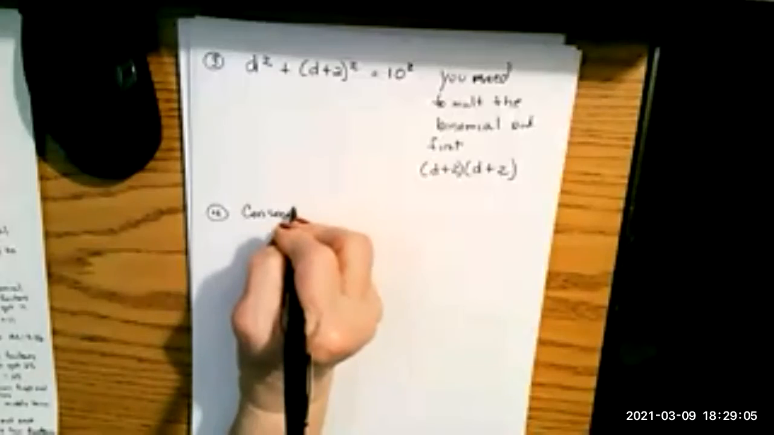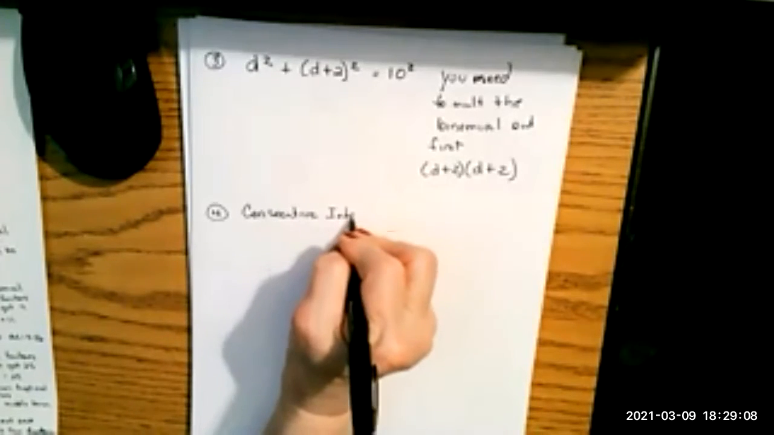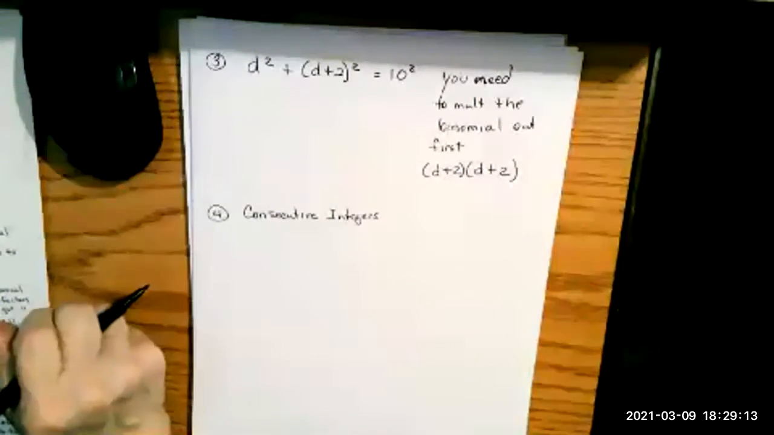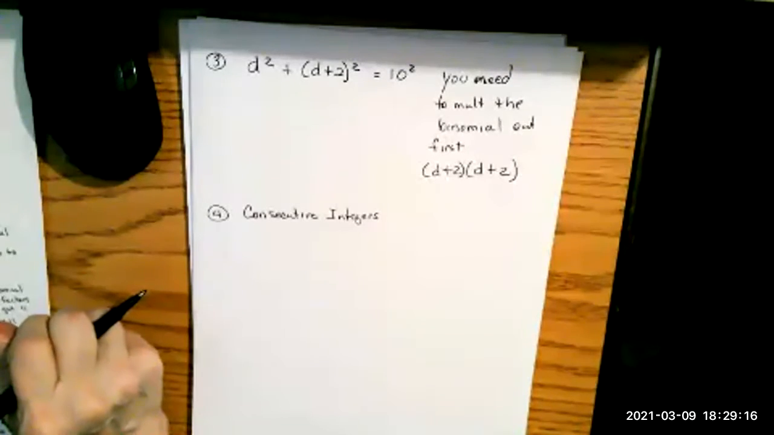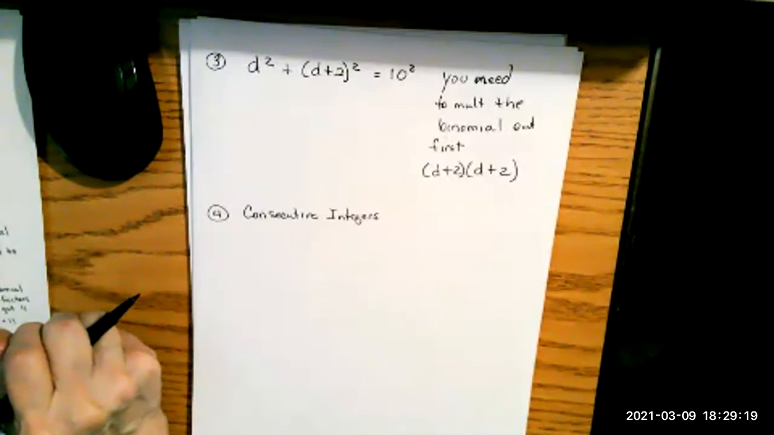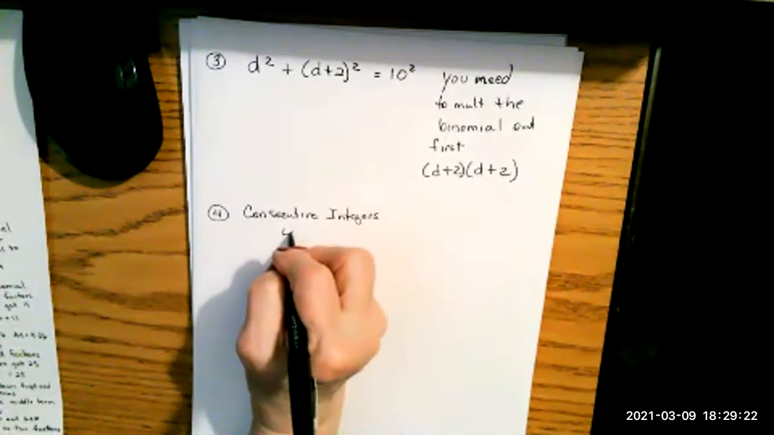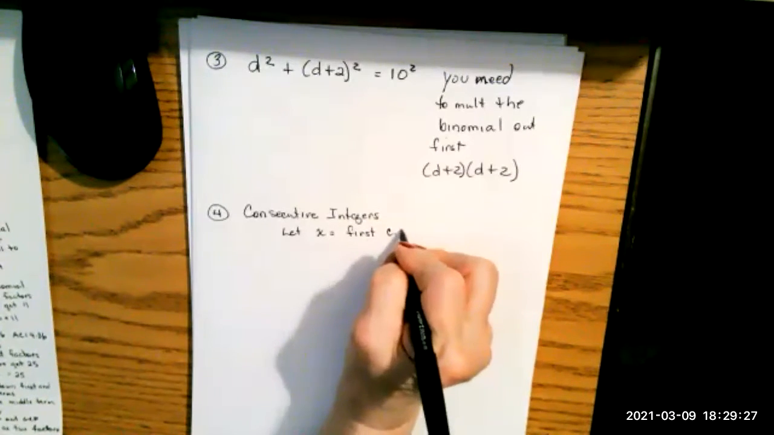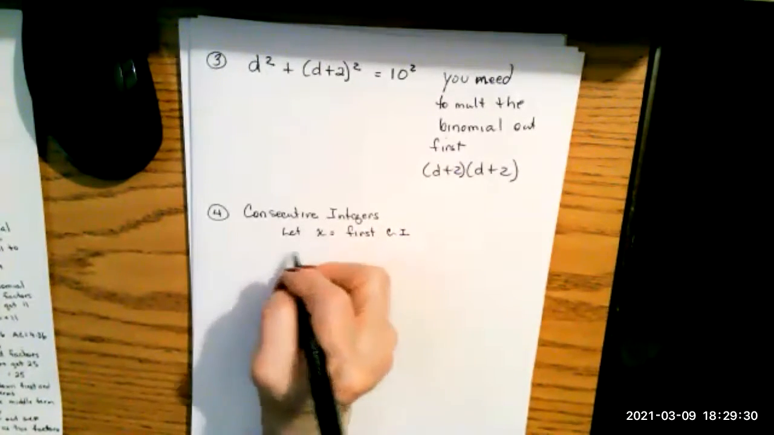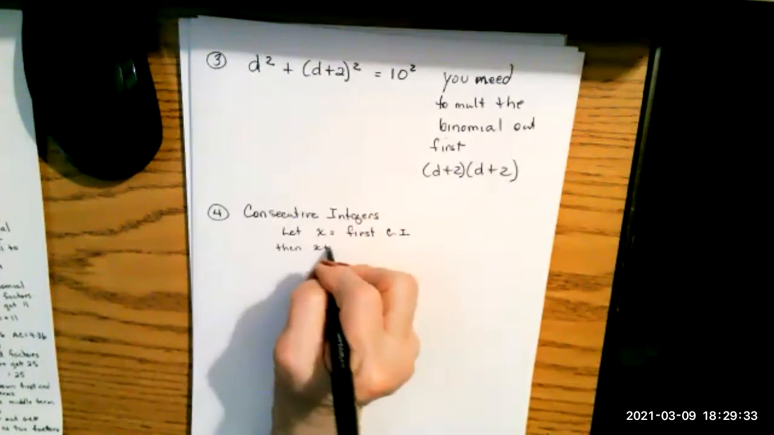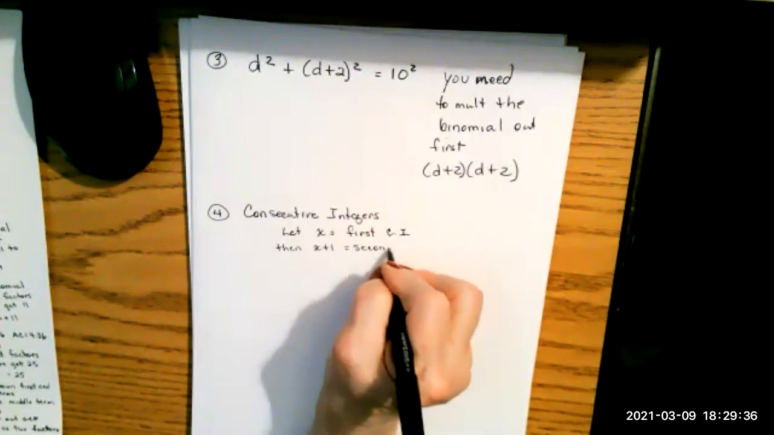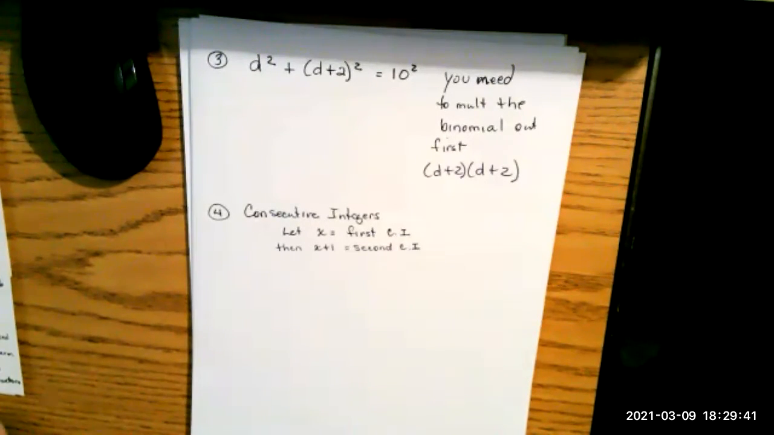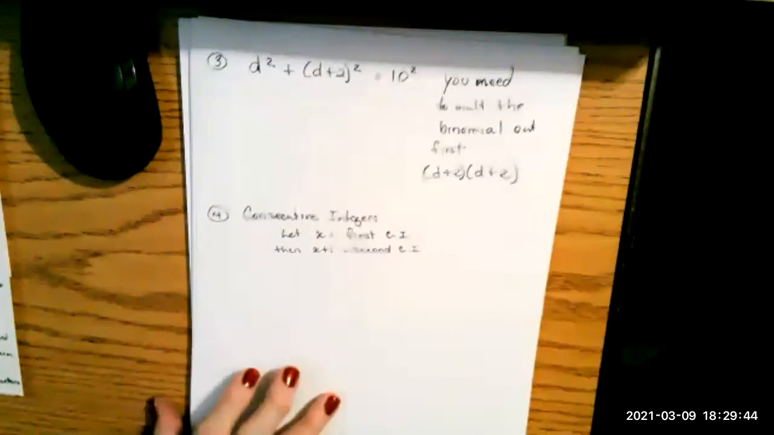Consecutive integers. Consecutive integers are things like 2, 3, 4, or 10, 11, 12, or 5, 6, 7. Those are things that come one right after the other. And the rule for this is to let x be the first consecutive integer. Then x plus 1 will be the second consecutive integer. That's the rule that you want to remember. And we're going to do a problem like that in just a minute.